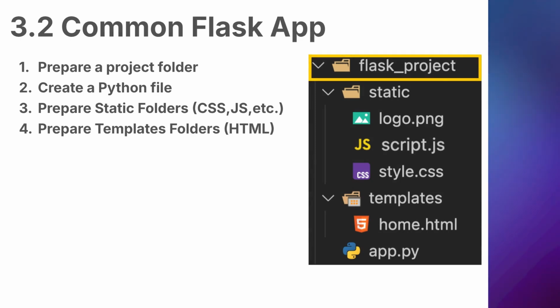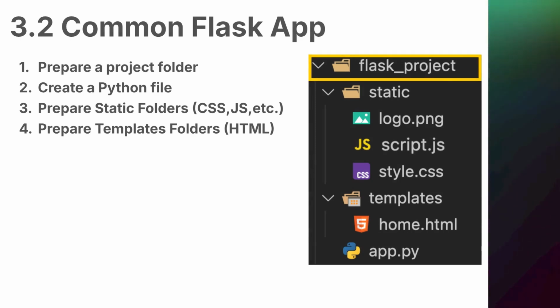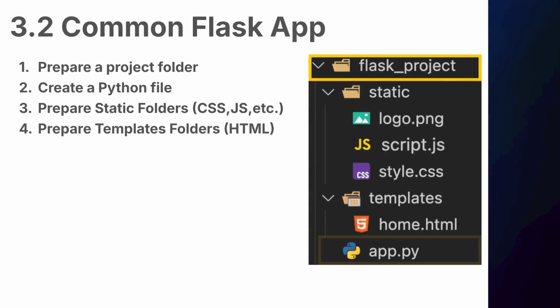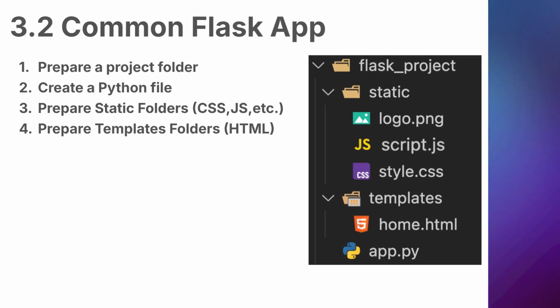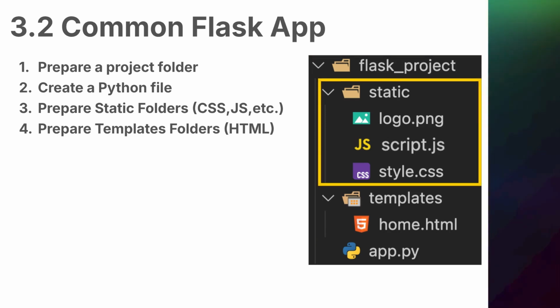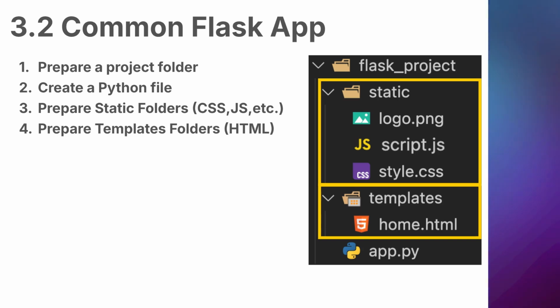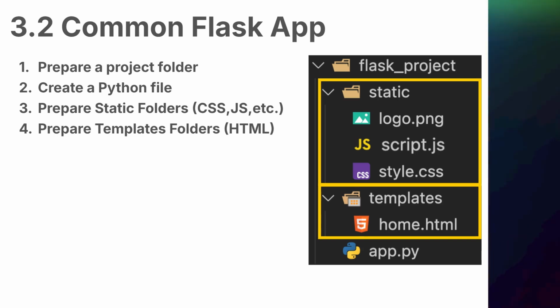First, prepare a project folder. In this case, it's called flask project. Then create a main Python file inside the project. Next, prepare static and templates folders. Static folder for static files such as CSS, JavaScript, and images. Templates folder for HTML files for web pages. You can create and expand HTML files for each web page. By following this structure, you can make your code simple and can handle bigger projects.